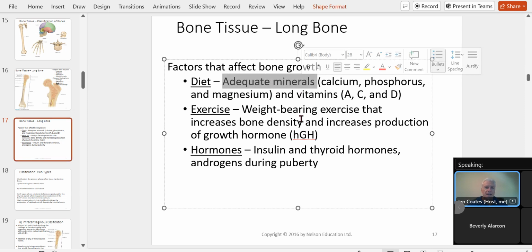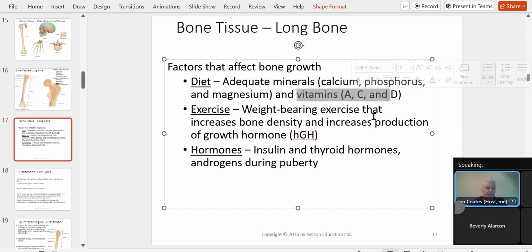Diet, you need bone minerals, okay, calcium, phosphorus, magnesium as well, vitamin A, C, and D, all right? You need to exercise, and you don't need to be Arnold Schwarzenegger every day, but you just need to go and put some weight on your bones. Because then your body will sense, hey, this guy's putting stress on these bones, I need to maintain them, and that's what the body will do. Weight-bearing exercise increases bone density and increases production of human growth hormone, okay?